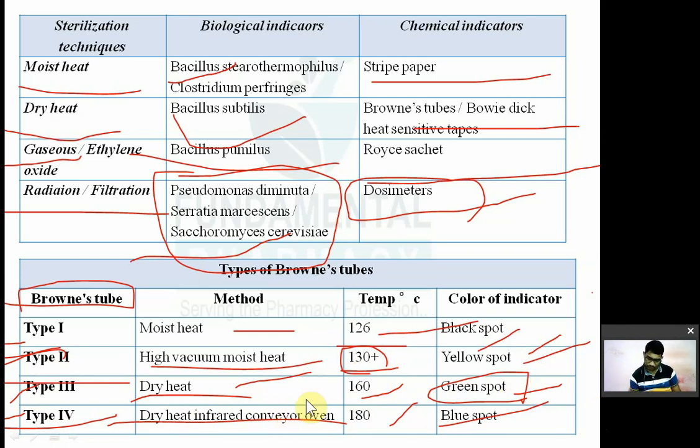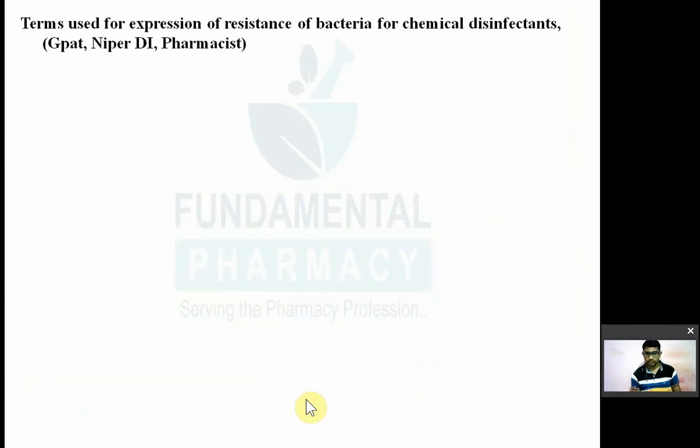आवाज आता है? Are you getting my voice clearly? It is very important that brownish tube and all chemical indicators, biological indicators, they are very much used. Now, the terms used for the expression of resistance of bacteria to chemical disinfectants. कि बैक्टीरिया रेजिस्टेंस है या नहीं, उसके लिए कौन से terms used.